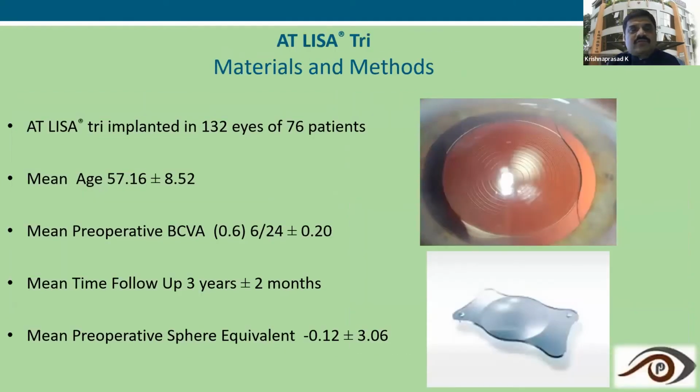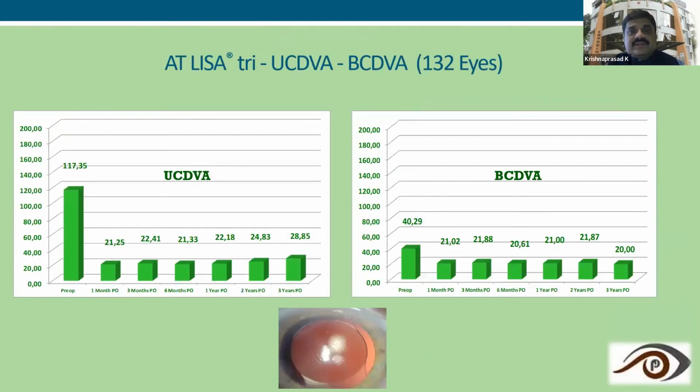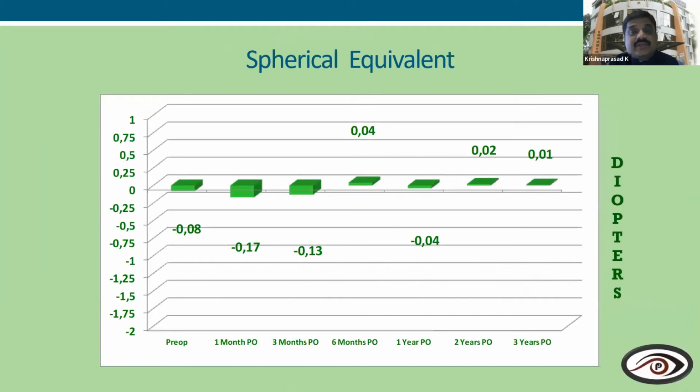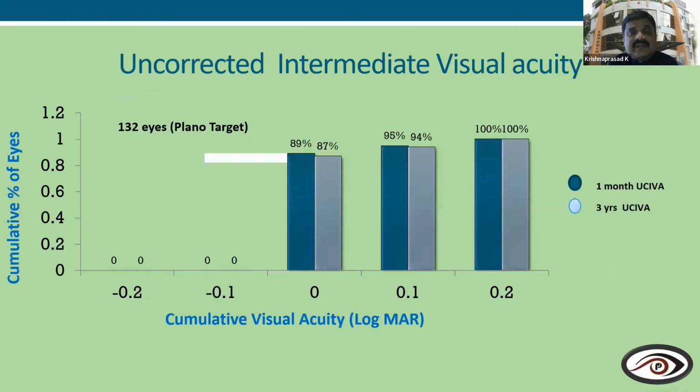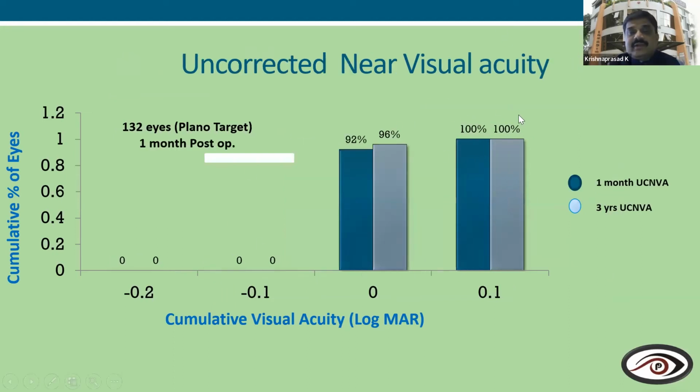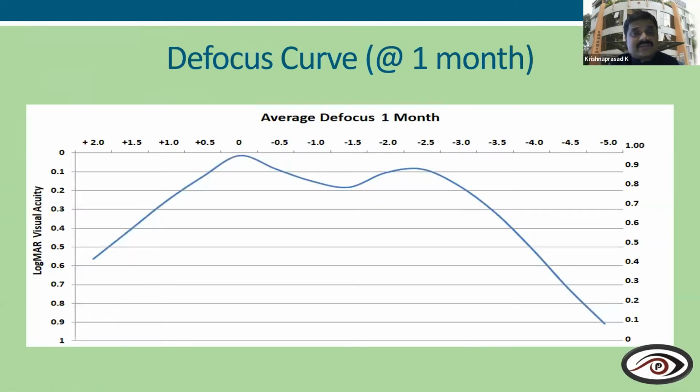So these are our results of 132 eyes of 76 patients, mean age around 58. The patients came for a follow-up of 3 years and 2 months. This is how you can see the uncorrected distance visual acuity with the best corrected distance visual acuity. You can see that even at the end of 3 years the lens is stable and hardly any spherical equivalent is remaining, thanks once again to IOLMaster 700. This is about the uncorrected intermediate visual acuity, which is almost around N8 to N12. Almost 96% of patients don't need to wear glasses for near vision.